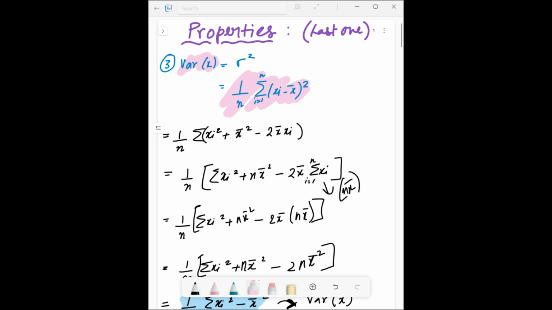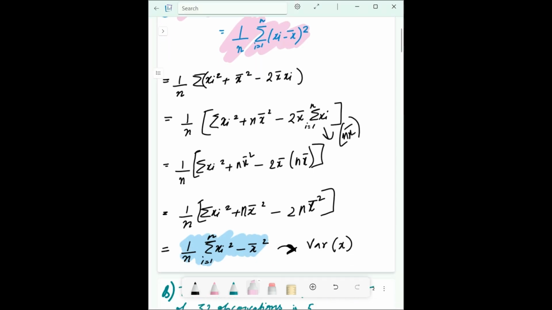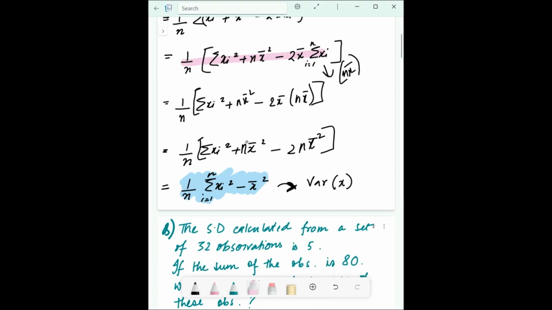Watch this magic trick. We start with the definition here and let's expand that square, just like the algebra we used to do in class, right? (a minus b) whole square is equal to a square plus b square minus 2ab. So we get this. Now if we split this into three different terms, the summation sign is distributive, so we do this, we get this. All right, let's look at each part.